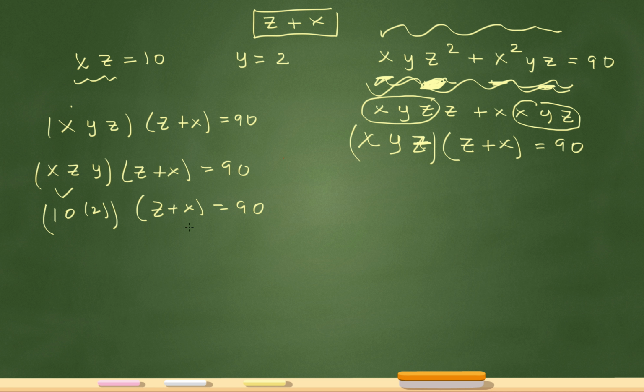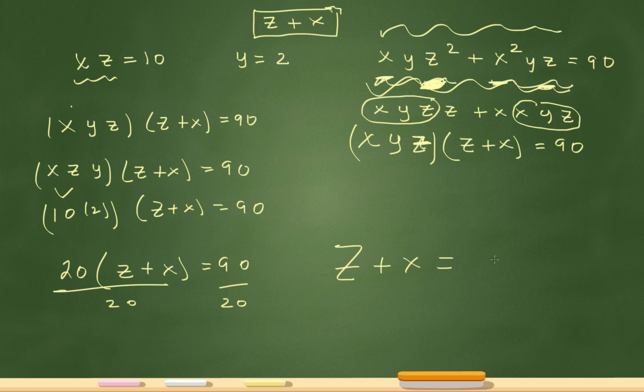And let's just simplify this further. You can already kind of see how I'm going to get to the answer here, because the question's saying z plus x, and I already have z plus x. So that's what I'm going to solve for. 10 times 2 is 20. 20 times z plus x equals 90. And we can just divide both sides by 20. For the final answer, z plus x is 90 over 20. The zeros cancel out. I'm left with 9 over 2, or 4.5.